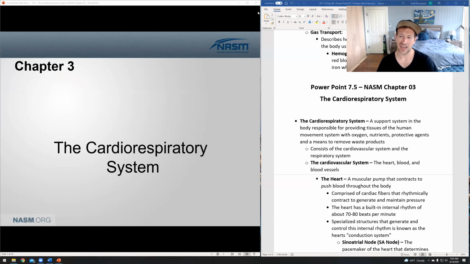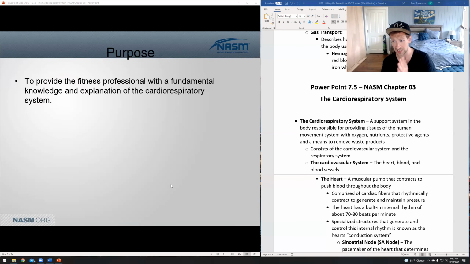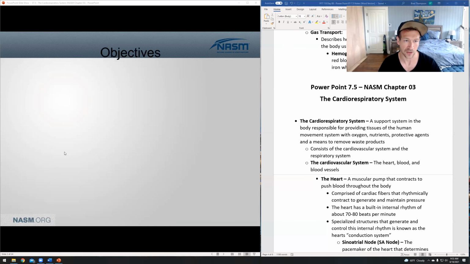Anyway, let's take a look at the cardiorespiratory system. So let's put yesterday's info with today's info, filter it down, and get the most important pieces. The purpose of today's second PowerPoint is to provide you with a fundamental knowledge and explanation of the cardiorespiratory system, which is the cardiovascular and respiratory systems working together.